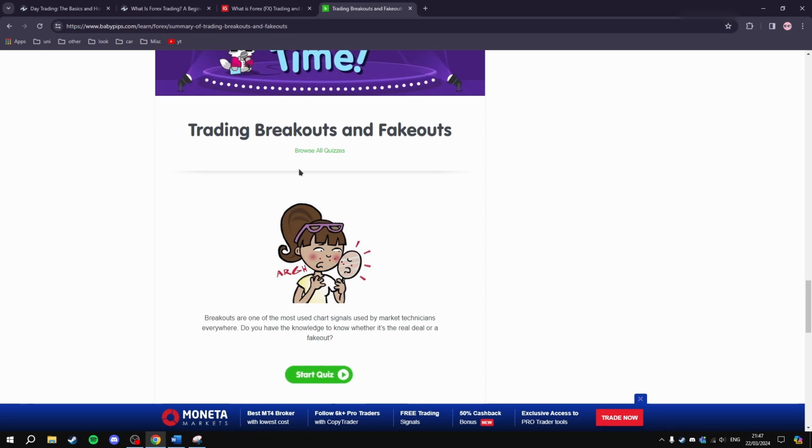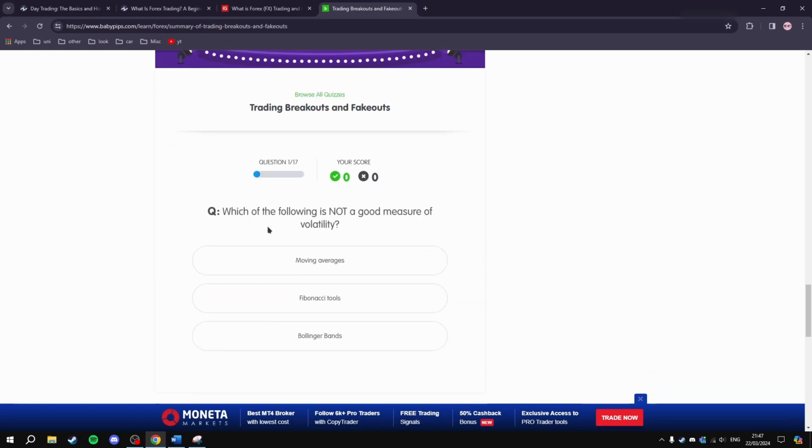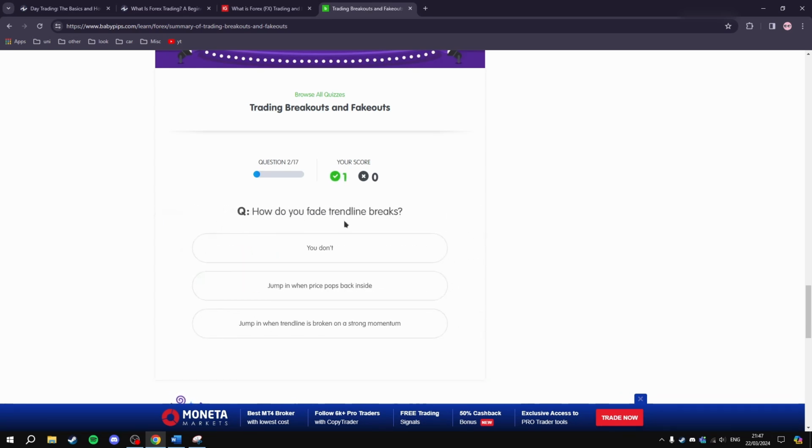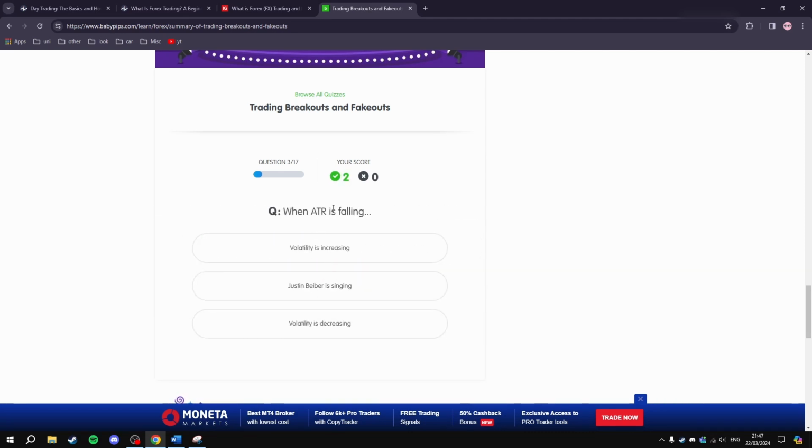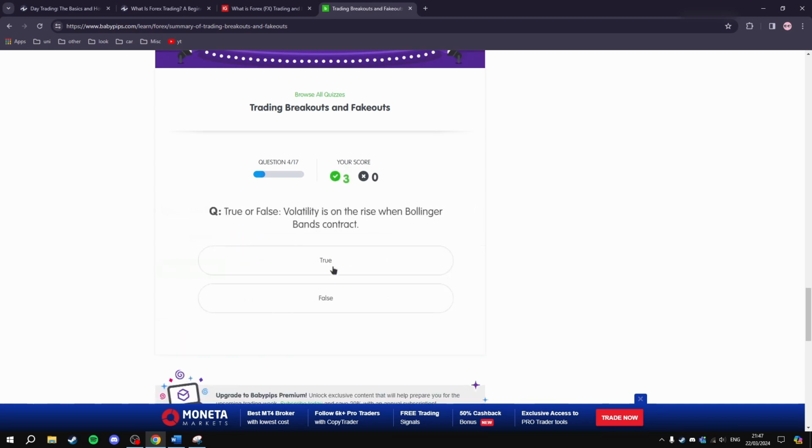Okay, quiz time. Trading breakouts and fakeouts. Breakouts are one of the most used signals by market technicians everywhere. Do you have the knowledge to know whether it's a real deal or a fakeout? Which of the following is not a good measure of volatility? Fibonacci tools. How do you fade trendline breaks? Jump in when price pops back inside. When average true range is falling, volatility is decreasing.